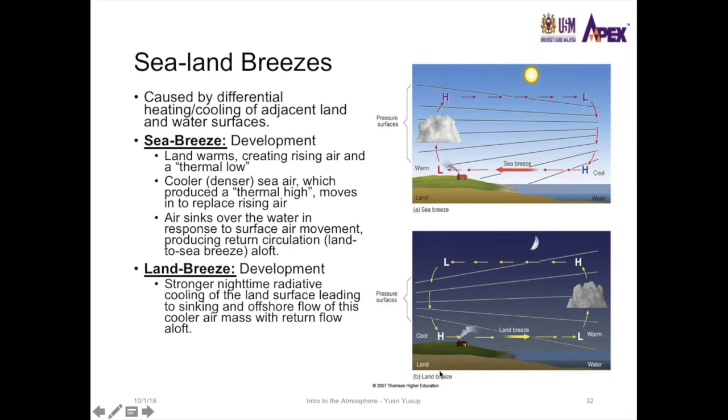Next, we look at the development of the land breeze. Stronger nighttime radiative cooling of the land surface, which also means that the land cools a lot faster than the water cools in the ocean, leads to sinking and the offshore flow of this cooler air mass. And this movement of air produces the return flow from the high pressure zone aloft to the low pressure zone, which creates an opposite circulation as compared to the sea breeze.